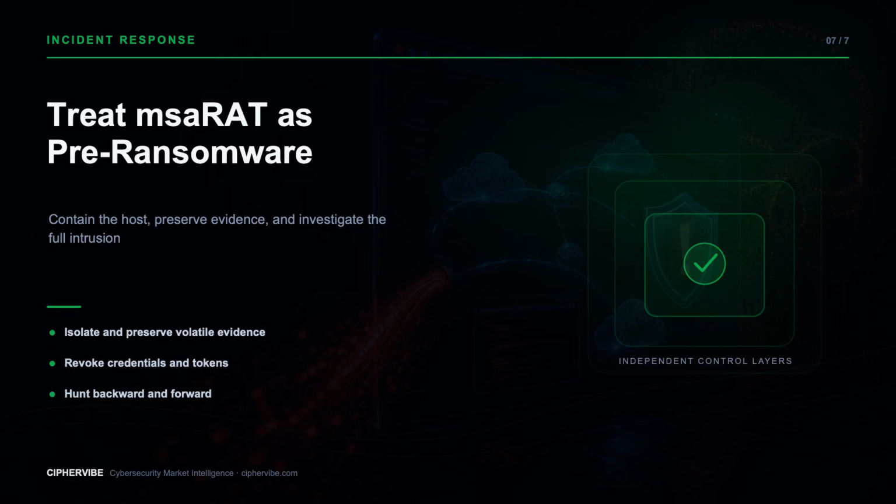The strategic lesson is simple. msaRAT combines legitimate browser debugging, real-time communications, cloud services, and encryption into an unauthorized control system. Viewed separately, the parts may look normal. Viewed as a sequence, they reveal a pre-ransomware intrusion.